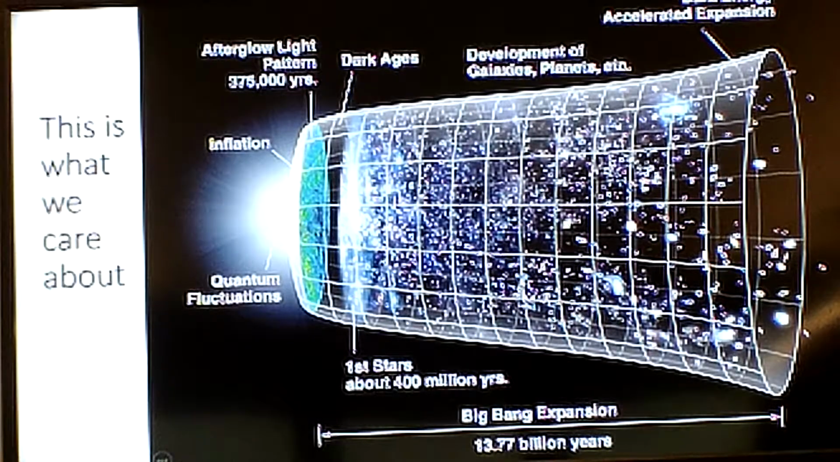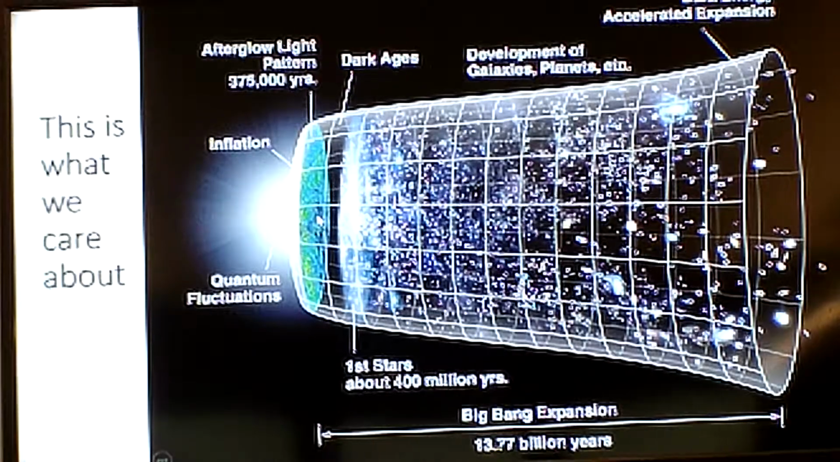Now I'm going to tell you that this scale here is a little bit distorted. This plane here is at 375,000 years. The universe is then dark, totally dark, for 400 million years, because there were no stars.